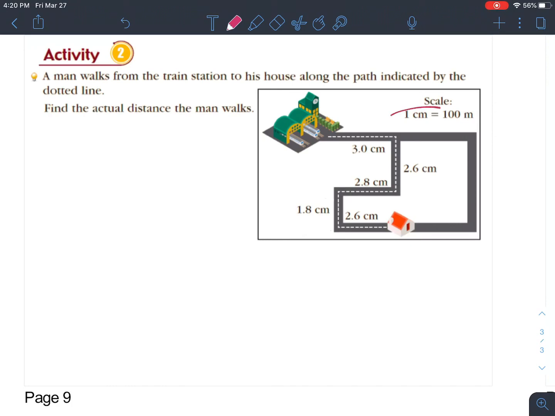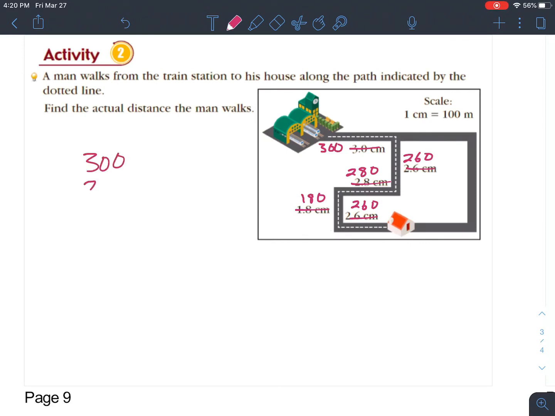Okay, so our scale that we were given was up here. It says 1 centimeter corresponds to 100 meters. So every number in this picture had to be multiplied by 100. And therefore, instead of 3 centimeters, we were going to get 300. Instead of 2.6, it was 260. We get 280. We get 180. And we get 260. And then we just need to add all of those numbers together.